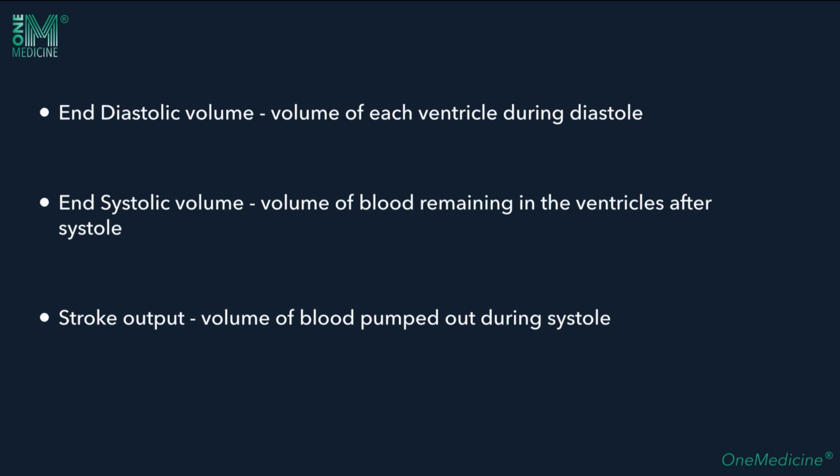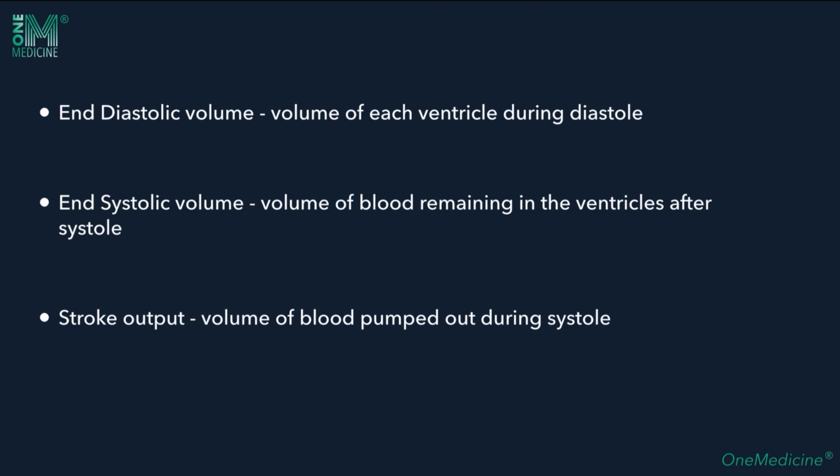Let's move on to the next few important terminologies related to the cardiac cycle. First is the end diastolic volume. As the name suggests, it is the amount of blood present in each ventricle at the end of diastole. Now what is end systolic volume? End systolic volume is the amount of blood which is left in the ventricles post contraction. After the systolic phase is over, how much blood is left in the ventricles is referred to as end systolic volume.